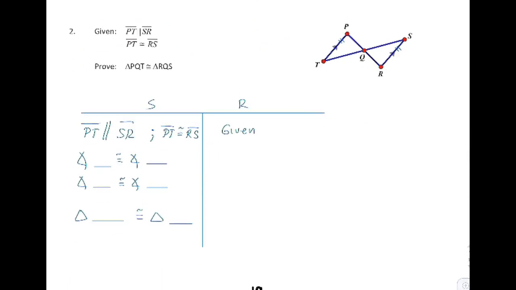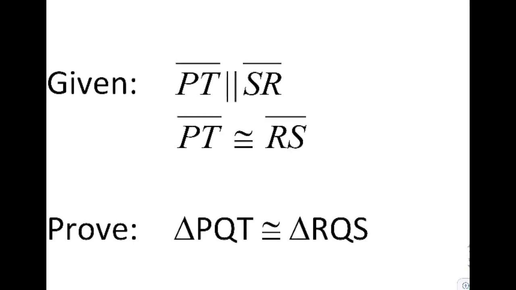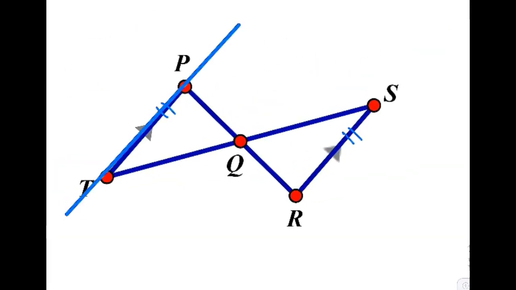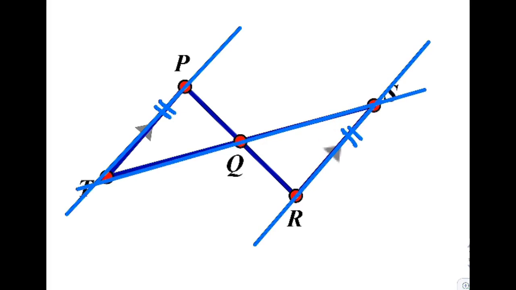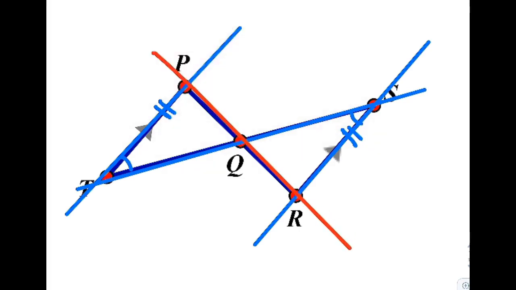Number 2. Very, very similar. This time it tells me two pieces of information. One, PT is parallel to SR, and then PT is also congruent to SR or RS, which would be the same piece. So the parallel part means that that and that are parallel. It also has a marked congruent. That's something separate, but they are congruent. This transversal gives me those alternate interior angles, and this transversal gives me those alternate interior angles.